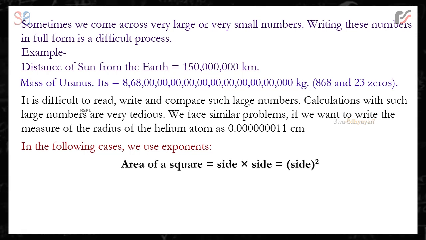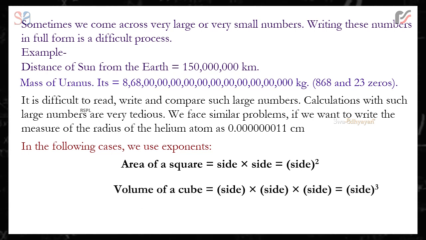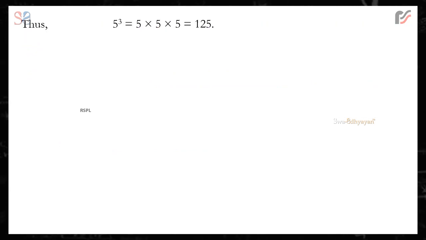Area of a square is equal to side into side, which is equal to side square. Volume of a cube is equal to side into side into side, which is equal to side cube. Thus, 5 cube is equal to 5 into 5 into 5, which is equal to 125.